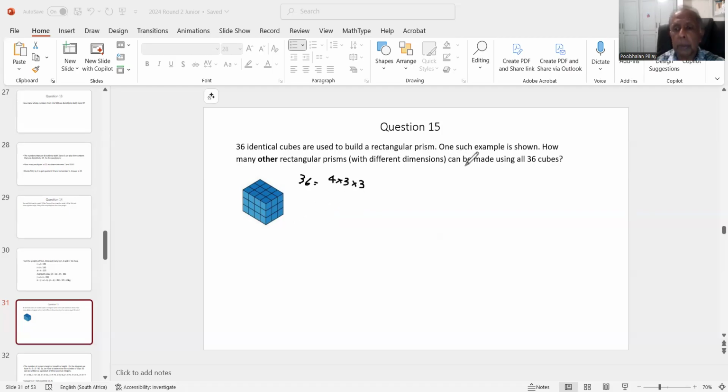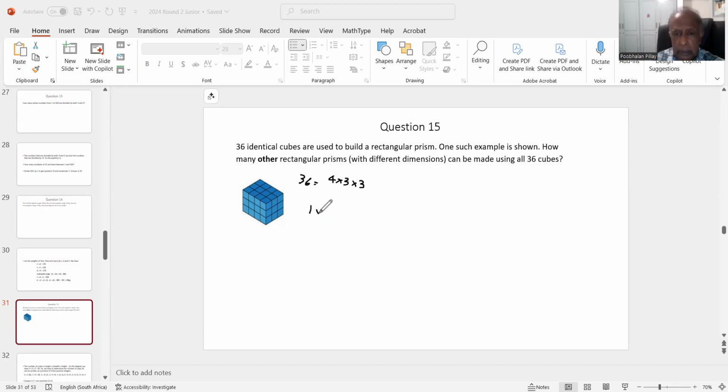So you want to know how many different rectangular prisms. This is not called a cube, right? Just observe. A cube will have all the sides equal. Here the sides are different. Two of them are the same, 3 and 3, but the other one is different. So it's called a rectangular prism. You need to have three numbers which multiply to 36, and that way you can construct your cubes. You'll have your length and breadth and your height. So we have to find out how many ways you can take three numbers and get to 36.